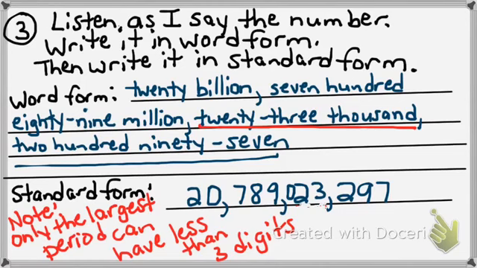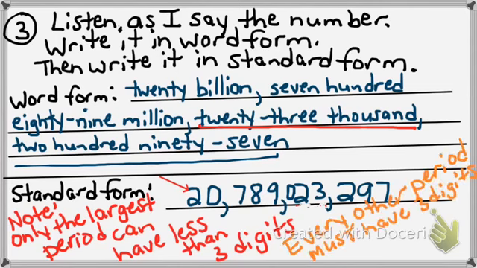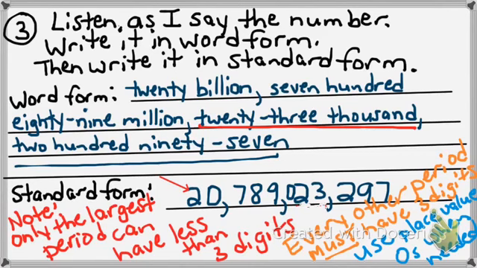So there is a very important note for this problem. And here's my note. Only the largest period can have less than 3 digits. The largest period will be all the way on the left. So this one right here, that's my largest period, which is billions. That's the only one that can have less than 3 digits. Every other period must have 3 digits. So if I have a number that doesn't normally have 3 digits, I can use place value zeros when needed. And that's what I did right over here. I needed to add that place value 0 for 23,000. So I made it 023,000.